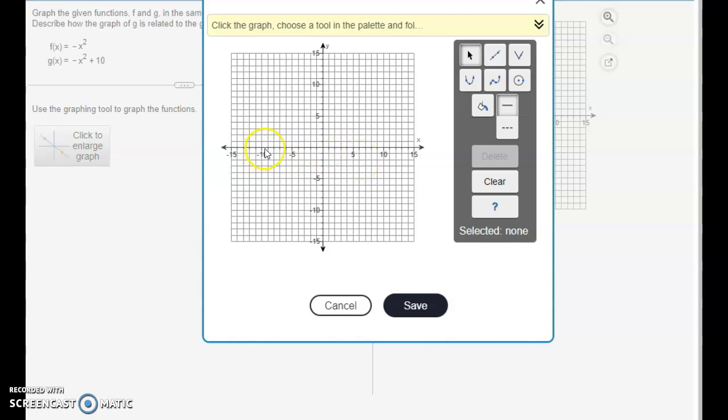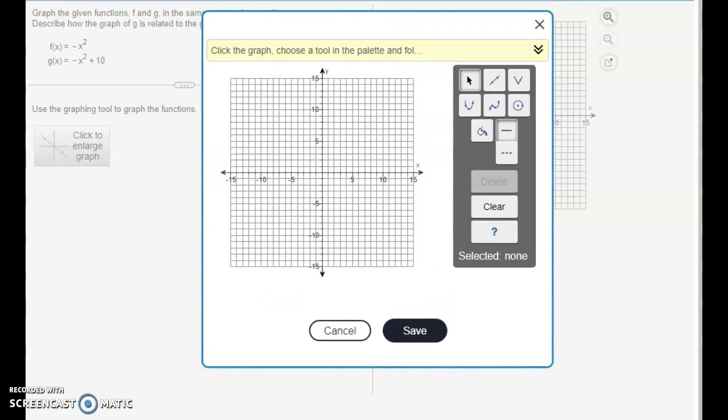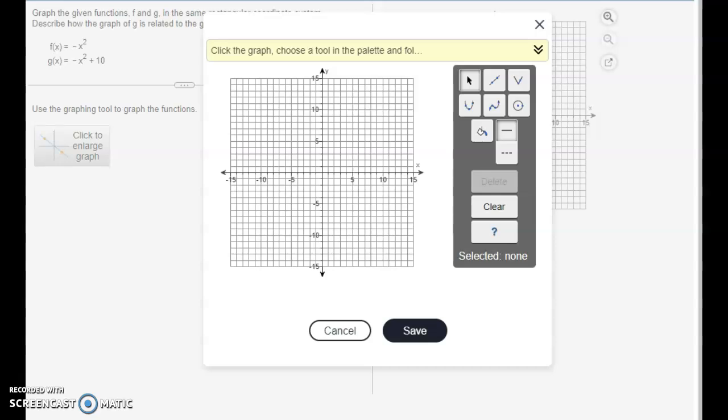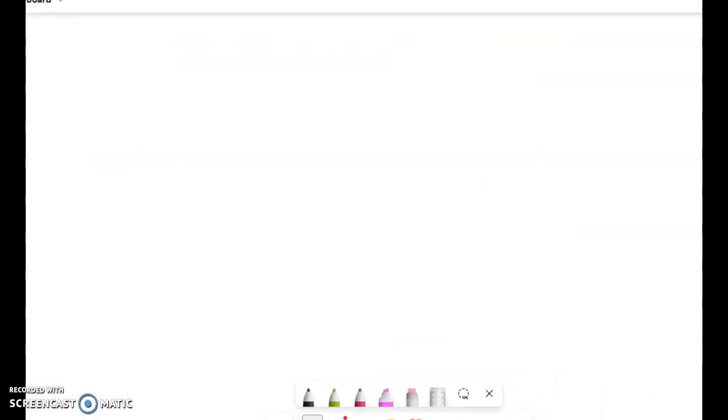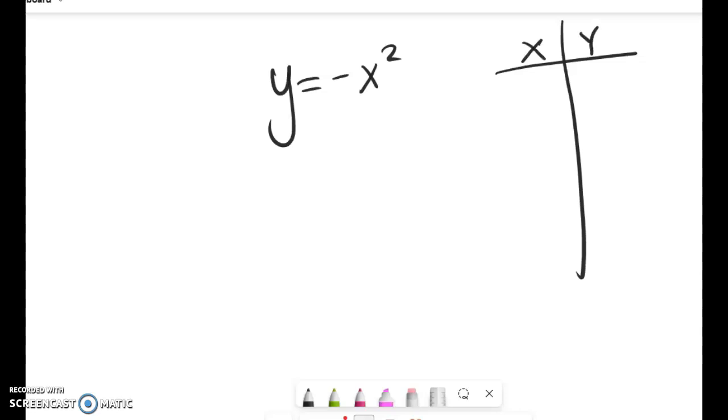The functions that they give me are x squared, negative x squared, and negative x squared plus 10. So let's take a look at that. If I was to graph it, I need some points to graph. So for y is equal to negative x squared, let's make a table. And I'm going to pick some points around the origin, and I'm going to plug them in.